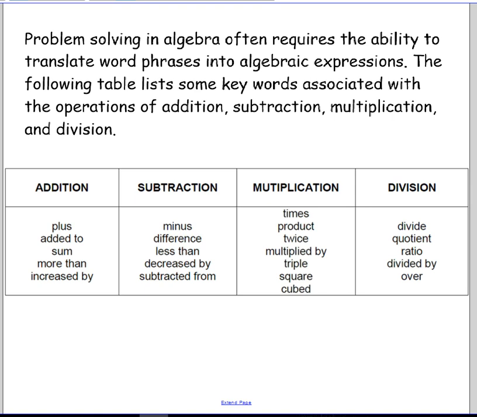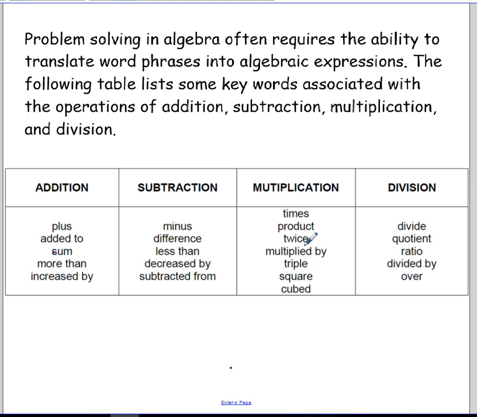Problem solving in algebra often requires the ability to translate word phrases into algebraic expressions. The following table lists some keywords associated with the operations of addition, subtraction, multiplication, and division. So you can read through those. Sum is the answer to an addition problem. The difference is the answer to a subtraction problem. Product is the answer to a multiplication problem, and the quotient is the answer to a division problem. And then you can read all of the other words that are related to each category.